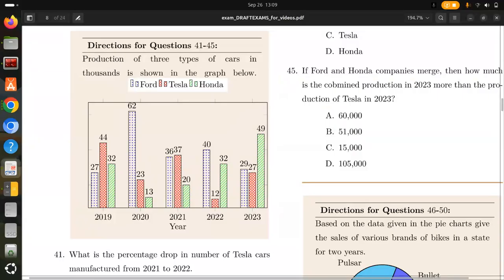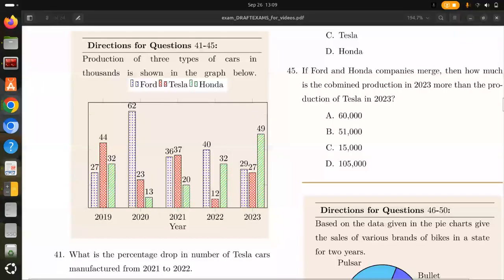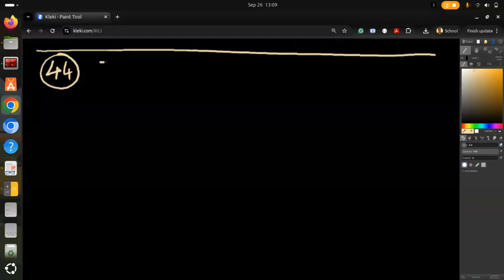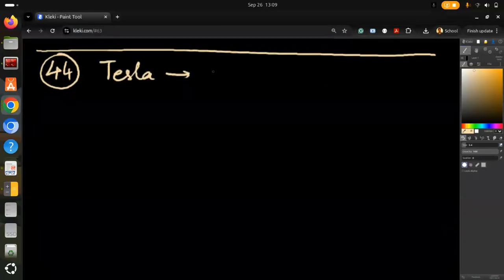44 plus 23, 67. 67 plus 37, so it will be 97 plus 7. That means 104. 104 plus 12, 114, 116. 116 plus 27, so 136 plus 7, which is 143. So the Tesla total, the red one, is coming to 143,000 units in all 5 years.